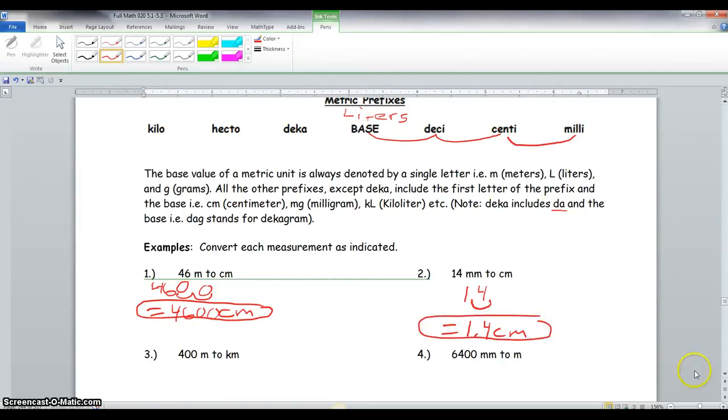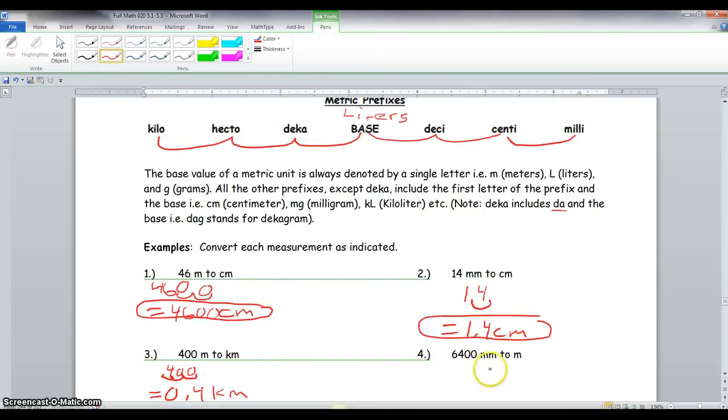Now we go here to number 3. We have 400 meters to kilometers. So we have our base here. Now to go from the base to kilometers, we have 1, 2, 3 places. So we need to move our decimal 3 places to the left. So we'll write 400, put our decimal here at the end. We have to move it 3 places to the left. So that will give us 0. Now you could write 400, or you could just leave it at 0.4 kilometers.